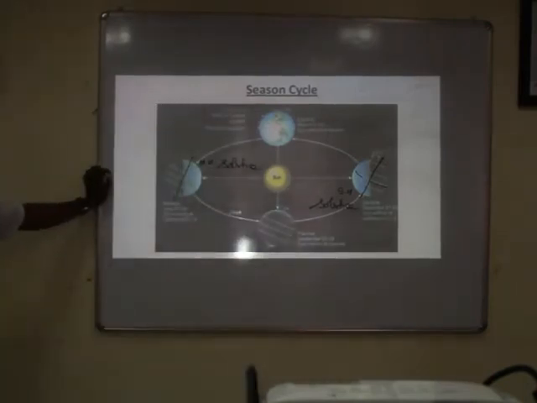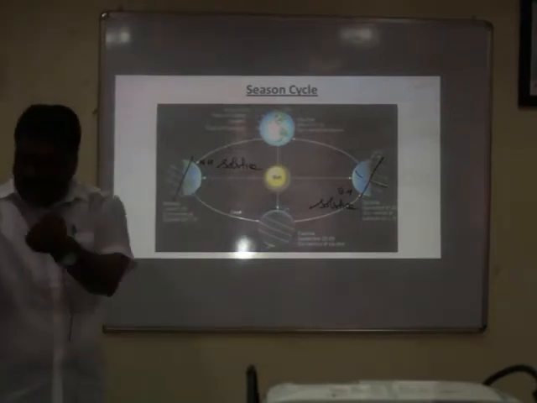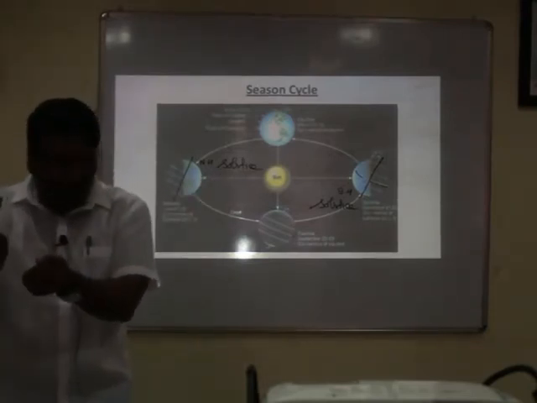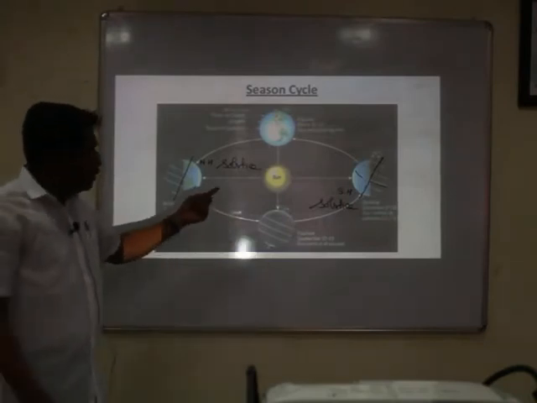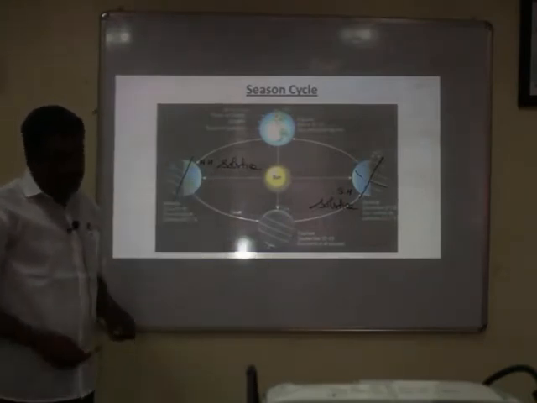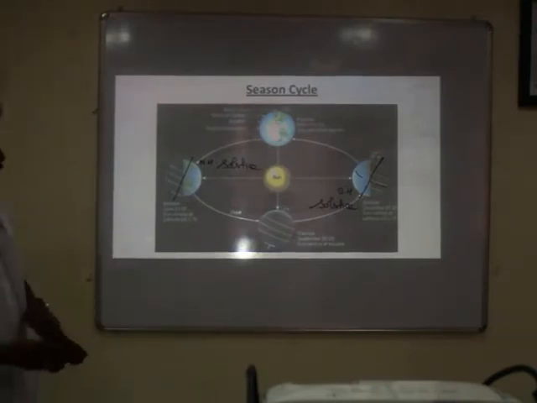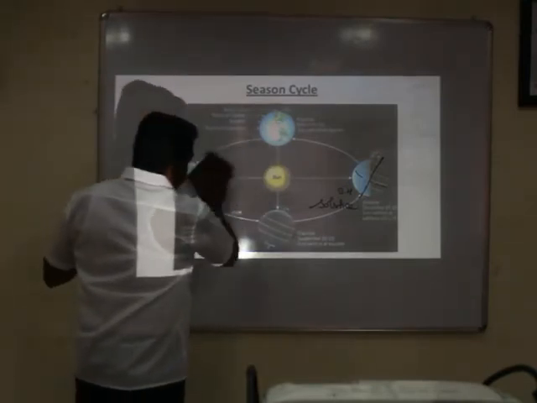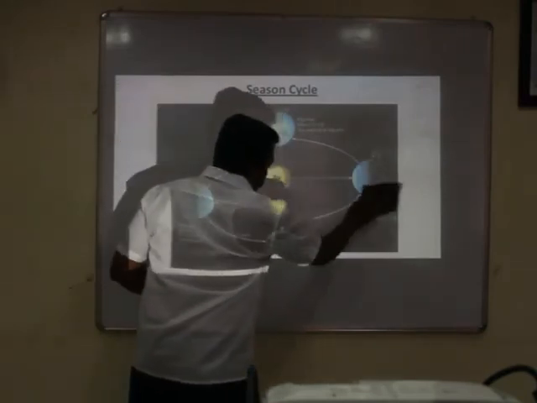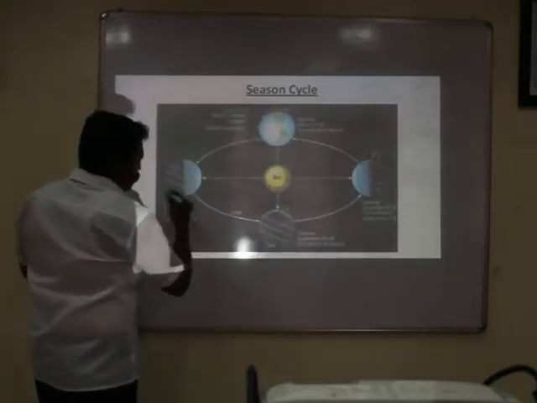Right? Solstice position. So what is solstice? Maximum tilt of Earth towards sun. We call them as what? Solstice position. Right. Now what is very important here? I have two solstice positions. Okay? I have two solstice positions.